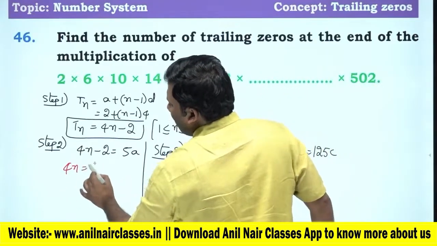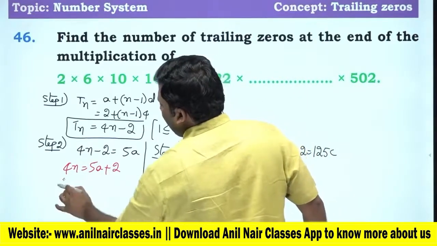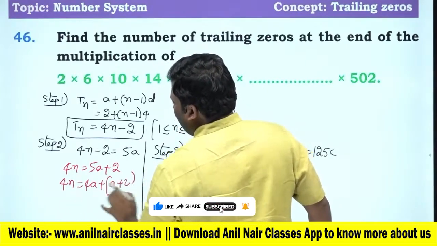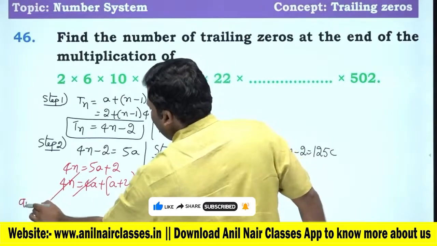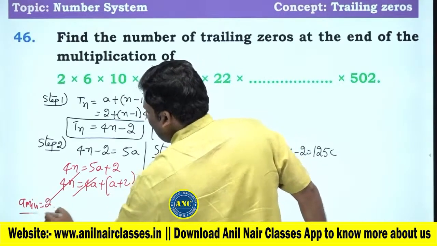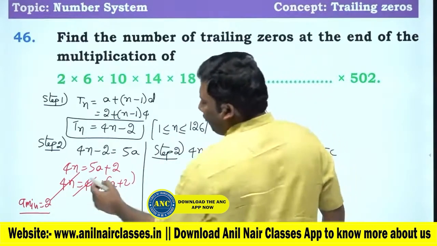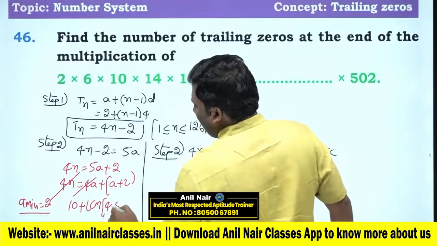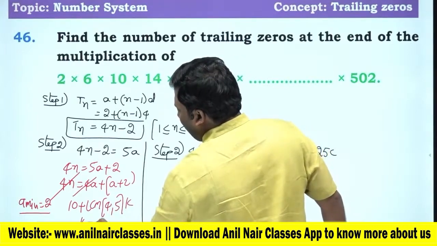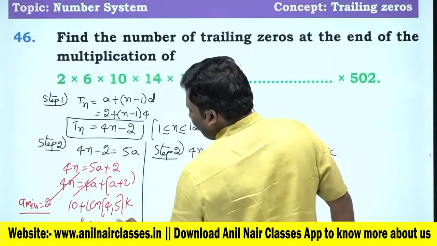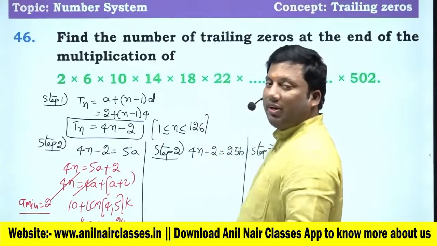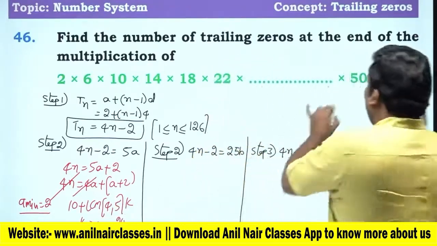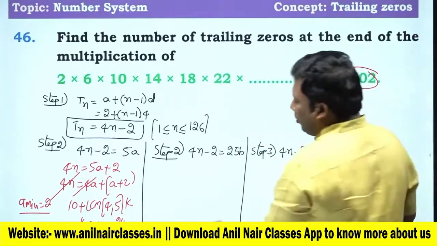4n is equivalent to 5a plus 2. 4n is equivalent to 4a plus a plus 2. Divisible by 4. A minimum is 2: 2 plus 2, 4, it is divisible by 4. 5 twos are 10. So this will be 10 plus LCM of 4 comma 5 into k. K can be 0 to 24. Why can it not be 25? 20 into 25 is 500, 500 plus 10 is 510. The upper limit is 502. So 0 to 24.